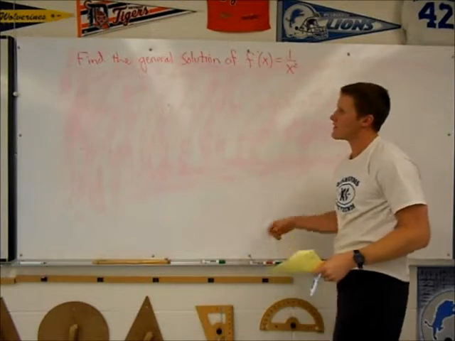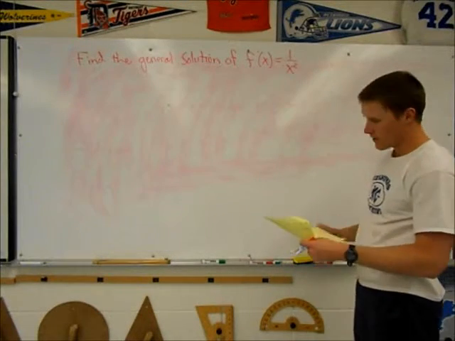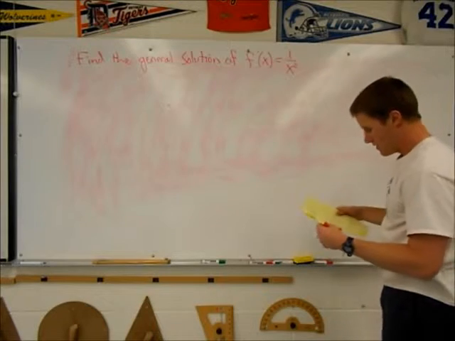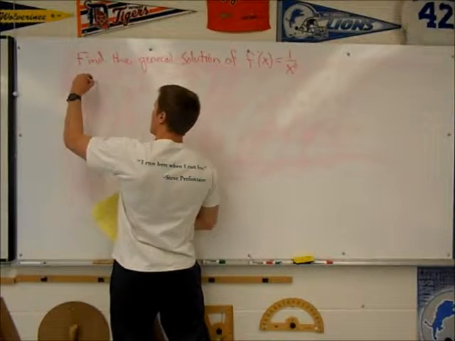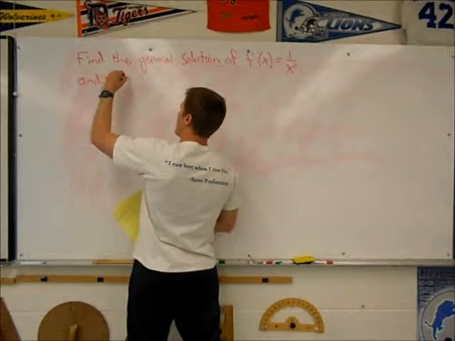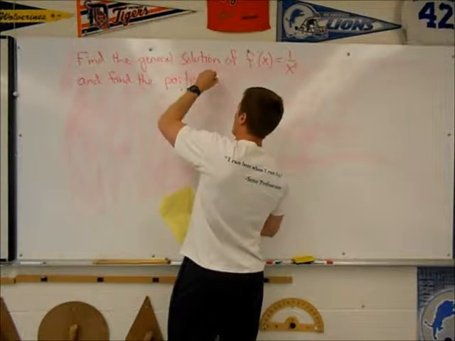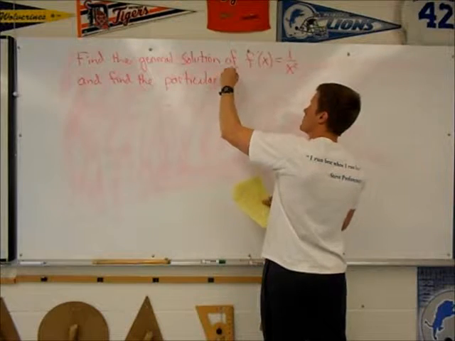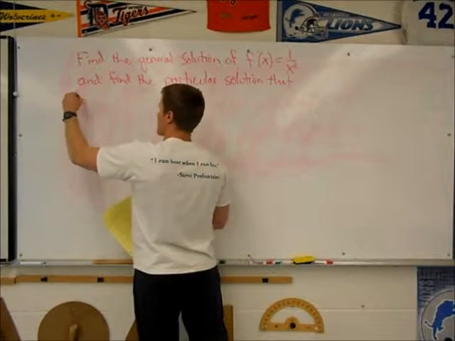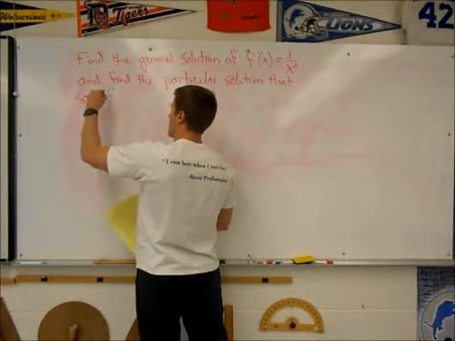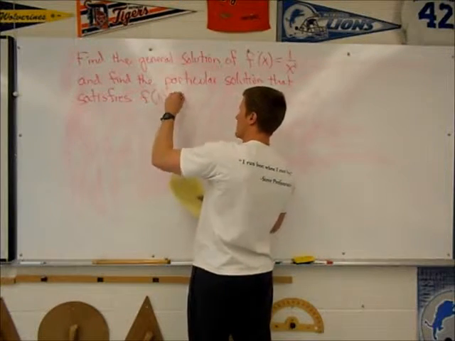So this part you could do so far. Find the general solution of this differential equation. Derivative equals 1 over x squared. But here's the difference. And find the particular solution that satisfies f of 1 equals 0.